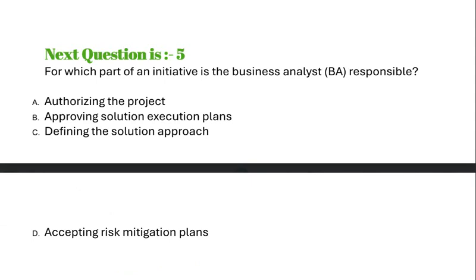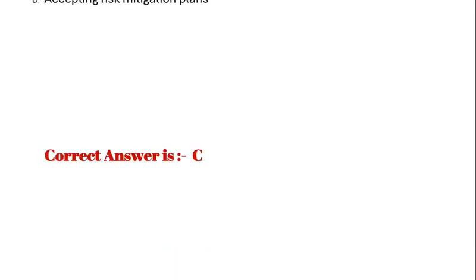Question is, for which part of an initiative is the business analyst (BA) responsible? Option A. Authorizing the project. Option B. Approving solution execution plans. Option C. Defining the solution approach. Option D. Accepting risk mitigation plans. Correct answer is option C.